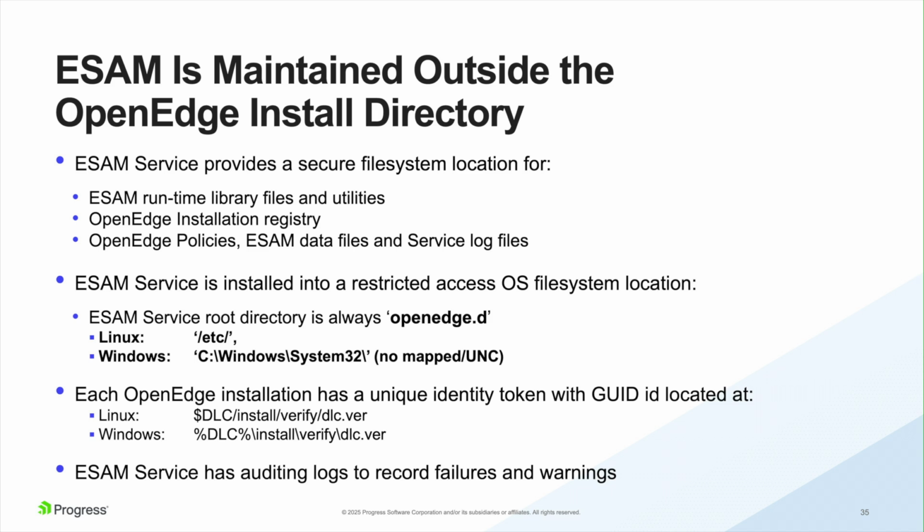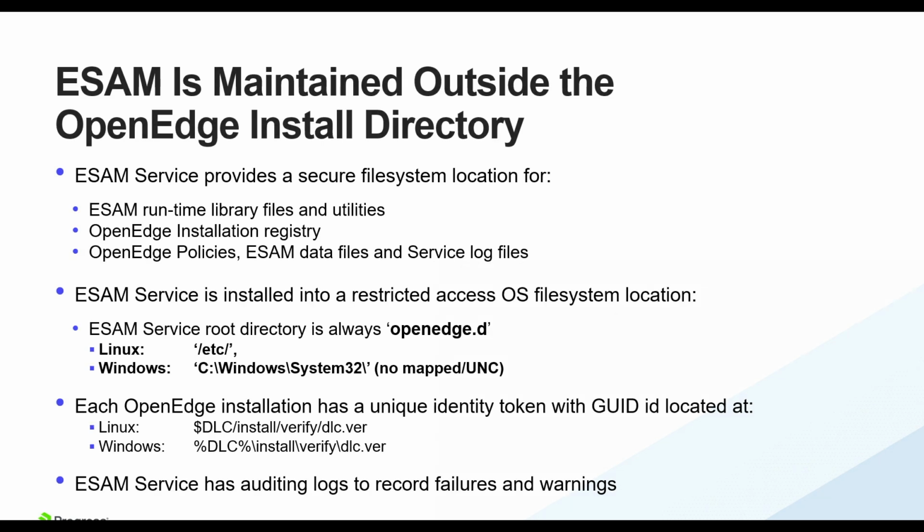For example, on Linux, it's in etc. In Windows, it's in system32. And then you'll see a directory called openedge.d. Openedge.d is basically ESAM. That folder is locked down, and really only administrators would have access to that area. ESAM provides audit logs, and if you are an administrator and you need to track the visibility of potential threats, there are logs that can be monitored, and failures can be recorded and dealt with.